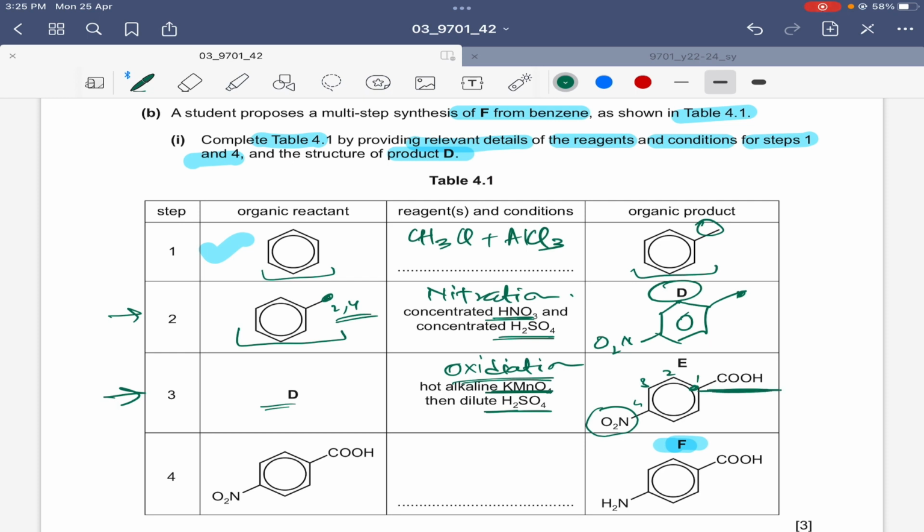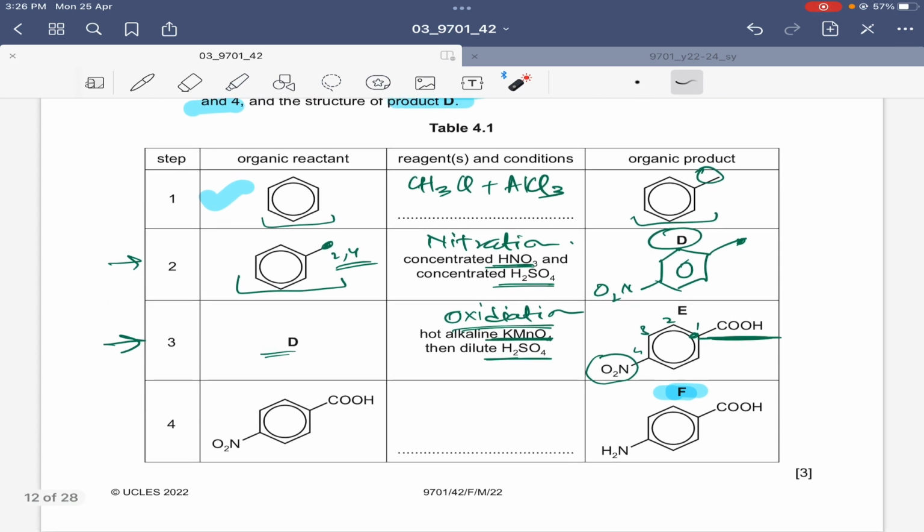So this is the CH3 group. This is the CH3 group oxidized, right? So that's why I've attached NO2 on the 4th carbon, because before oxidation, this was CH3. This was CH3 before oxidation, and it directs the NO2 to the 4th position. So I think reactions 2 and 3 would be pretty much clear to everyone. And now we have to write the reagents for reaction 4.